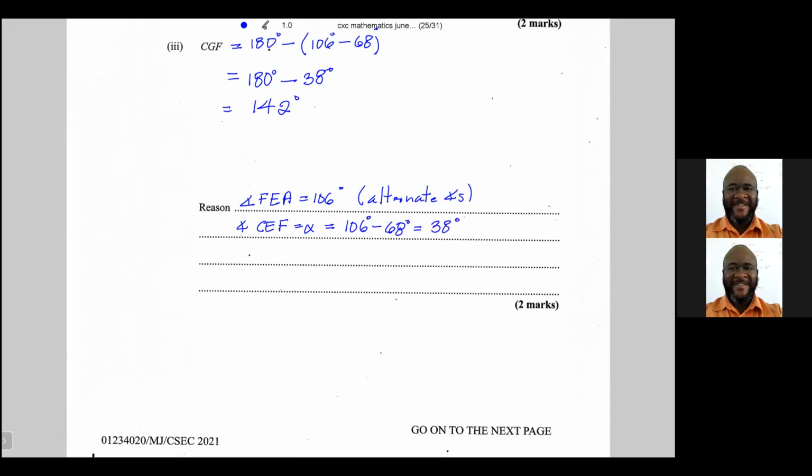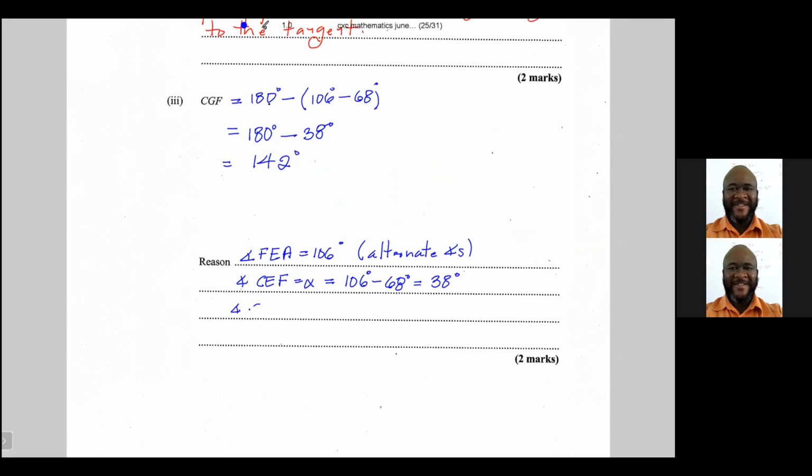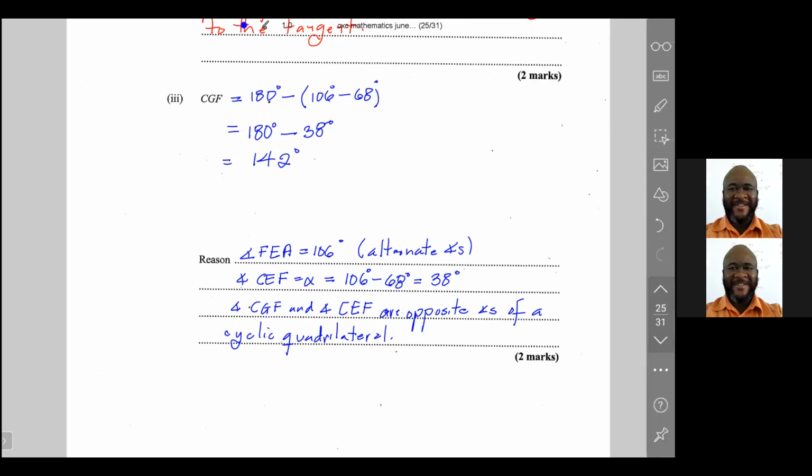And now, angle CGF and angle CEF are opposite angles of a cyclic quadrilateral, which add up to 180 degrees. So angle CGF is equal to 142 degrees.